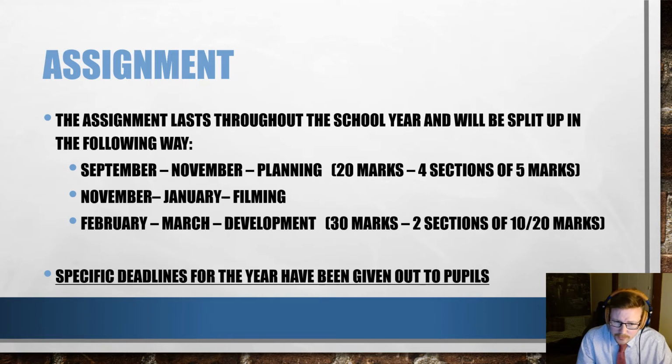After they're finished with that in November, they can start planning and carrying out their filming. And in February to March, they then provide their development, which is also called reflection. So there's 2 sections, one that's 10 marks and one that's 20 marks, and they reflect and evaluate how well they did in the way that they filmed and in the finished product that they provided.